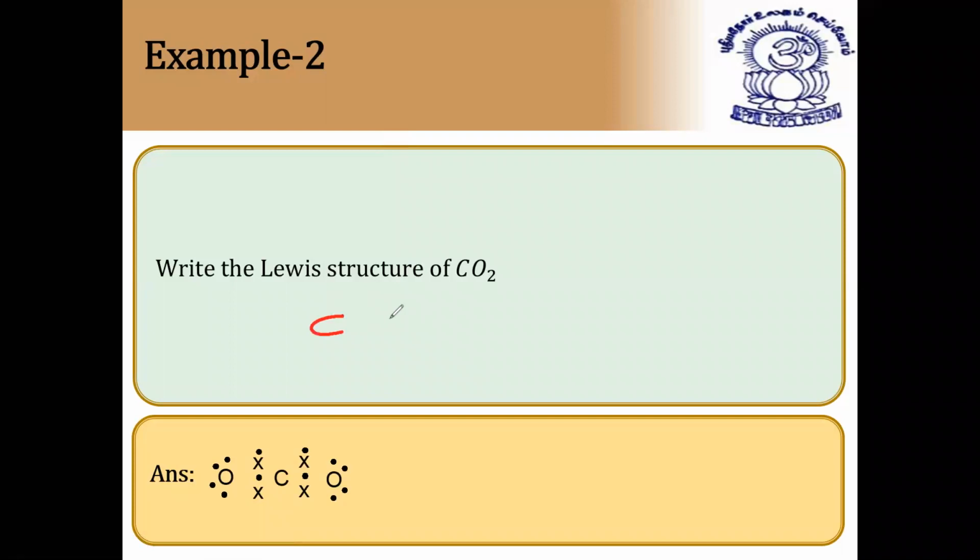It is C double bond O, and here also a double bond to O. On the whole, carbon is getting 4 electrons. Each oxygen is getting 2 electrons from carbon for attaining stability, because the number of valence electrons of oxygen is 6. So it requires only 2 electrons for its stability, and it gets them from the carbon. I hope it is clear. So example 2 is also clear. Next question.